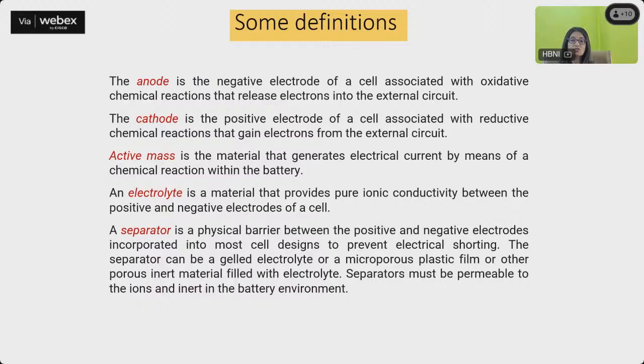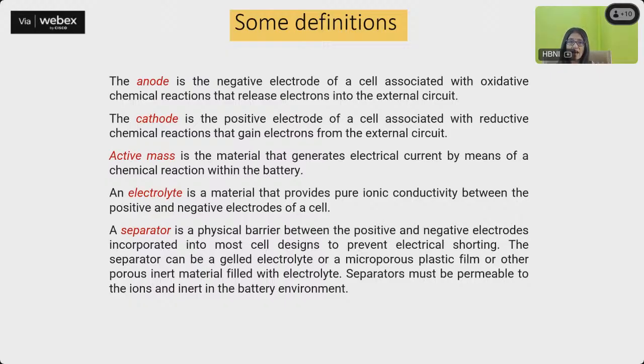Then you have active mass. When we talk about the anode and cathode materials, you have something which is known as active mass. So what is this active mass? It is that particular portion of the material which is generating the electric current by means of a chemical reaction within the battery. When you fabricate an electrode, it is not only the active material you're using; you use some kind of binder, you use some conductive agents, you have a current collector behind it, and you are spreading it on the collector. This entire thing is known as an electrode. But when you talk about active mass, it is basically that material which is generating the electric current by means of chemical reaction within the battery. So this is a very important concept which you should remember.